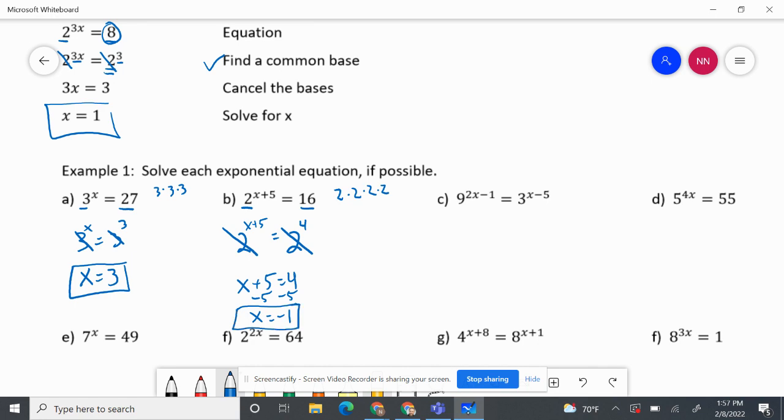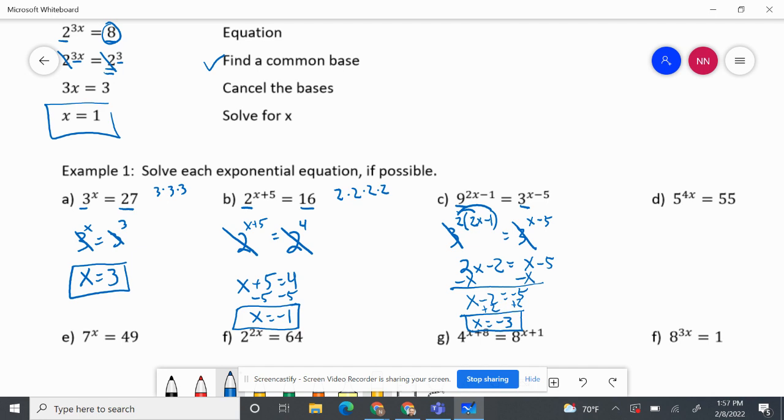Letter C, I'm going to do the same thing. I'm looking for a common base, 9 and 3. 9 is the same thing as 3 squared. And so since I have common bases, the bases cancel. I'm going to distribute the 2 to each of the terms. So I get 2x minus 2, and that's equal to x minus 5. I'm going to solve for x. That gives me x minus 2 equals negative 5. I'm going to add 2, and so x is equal to negative 3.